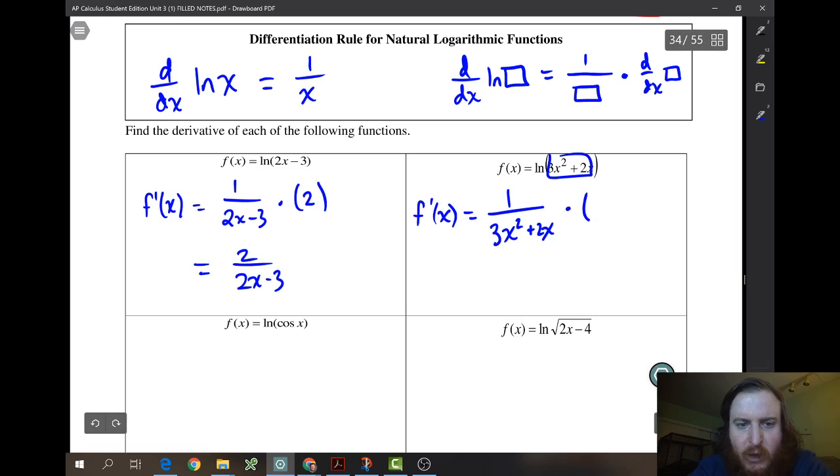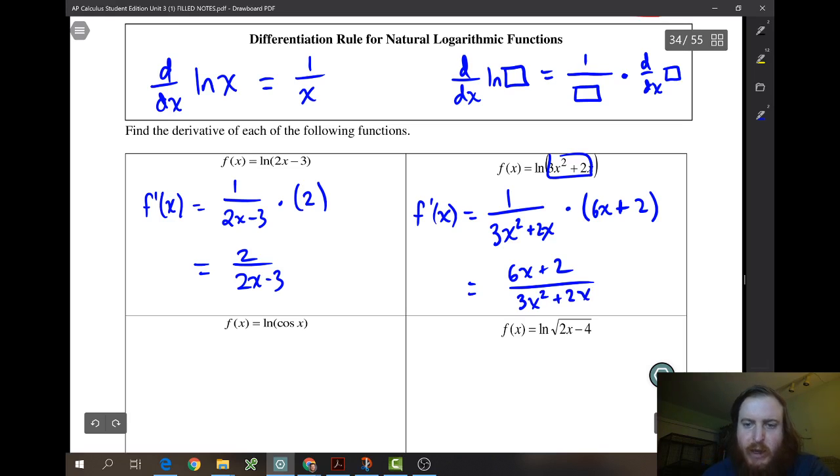Now times, this is very important, you need these parentheses. If you don't write these parentheses, you're putting yourself in a spot where you can lose points on the AP exam. So this is 6x plus 2 divided by 3x squared plus 2x.